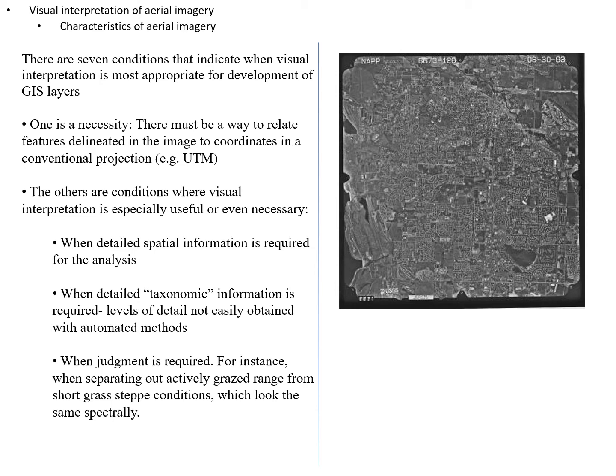When judgment is required. So for instance, actively grazed rangeland looks a lot like shortgrass steppe, especially when everything is brown out there. So they look the same spectrally. However, if you can see that the area is clearly fenced off, it has infrastructure that you would need for pasturing cattle, a certain pattern of roads might be indicative. You'd be able to make that distinction with visual interpretation, which you wouldn't otherwise.